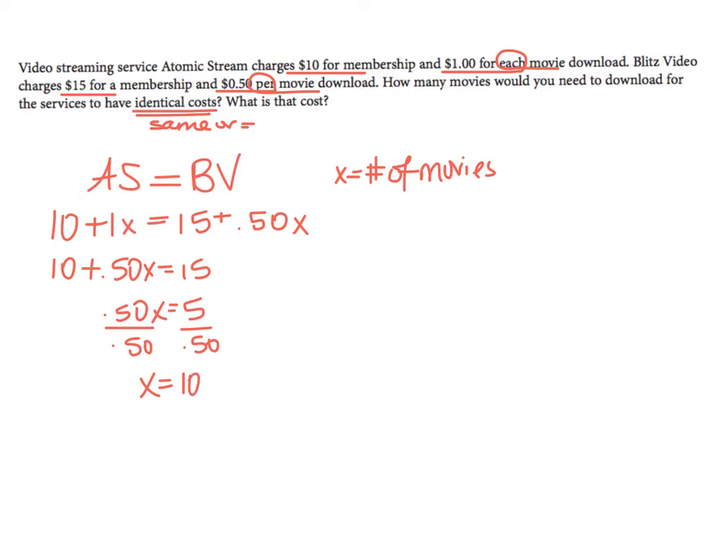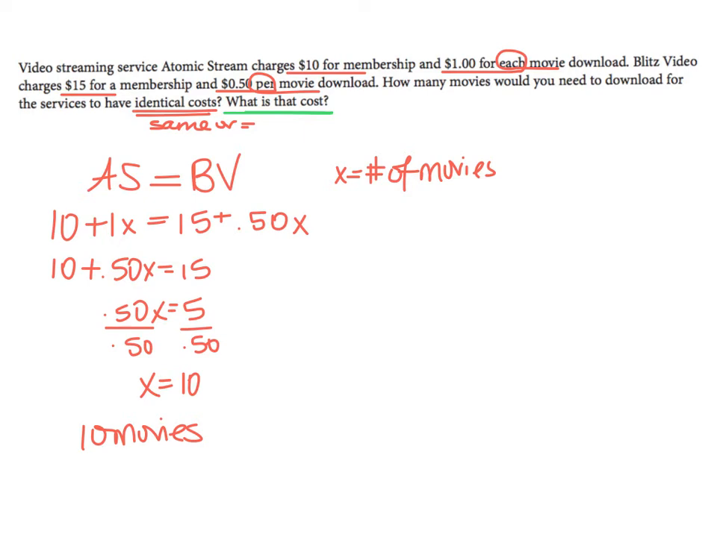So to answer the first part of the question, how many movies would you need to download? The answer then I would say is 10 movies. And then this actually asks a follow-up question. It says, what is the cost? Because I want to know, when is the cost the same? And that's if you download 10. But what is that cost?